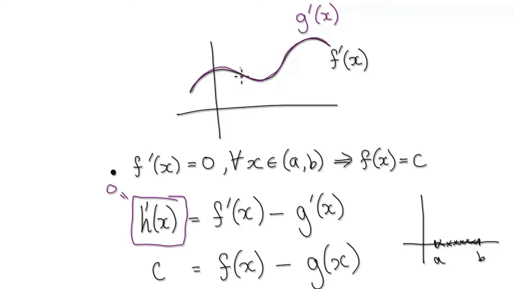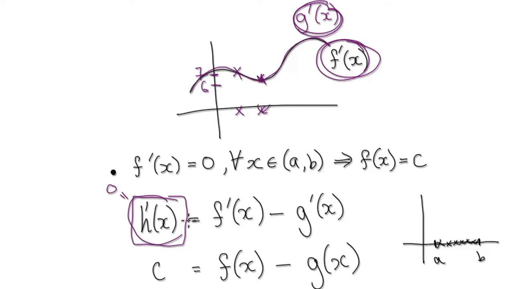Because look, let's just imagine this is 7. What's 7 take away 7? It would be 0. Let's look at this bit here. Let's just imagine this is 6. What's 6 take away 6? It would be 0. So here we've got this h prime is always equal to 0.